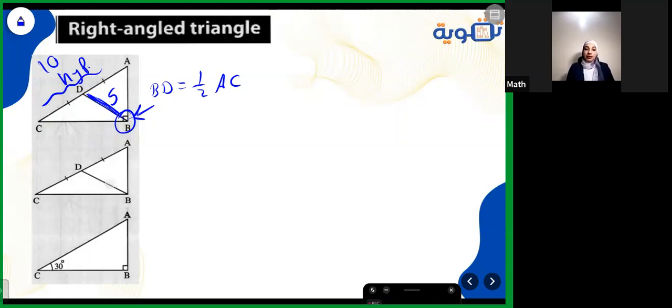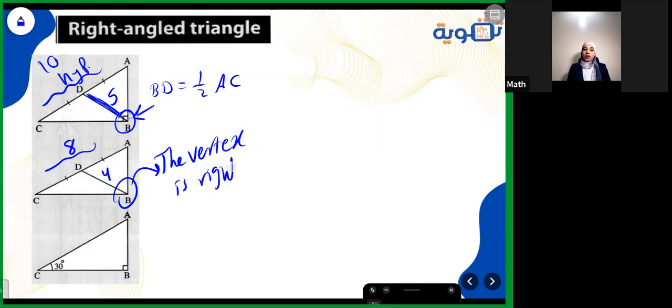So here, if I have a median drawn from a vertex and it equals half the opposite side, for example, BD here is 4 and AC is 8, that means we write that the vertex B is right. So if it's just a median drawn from some vertex and it equals half the length of the hypotenuse or the opposite side, this vertex will be right.